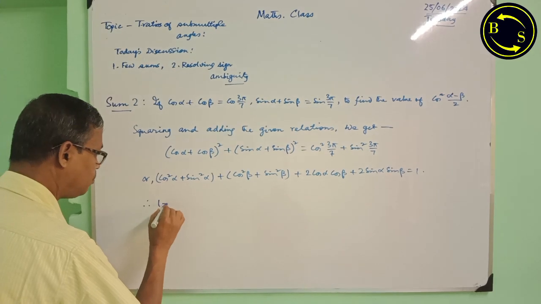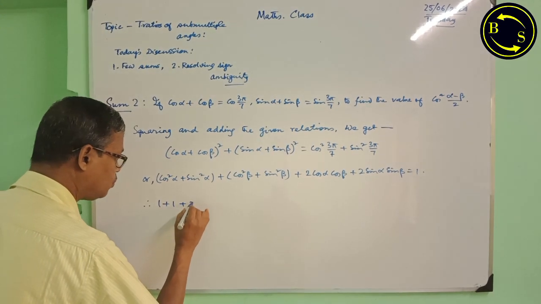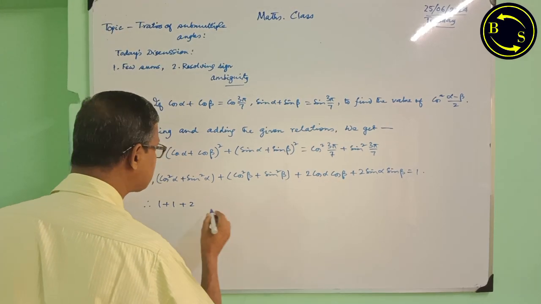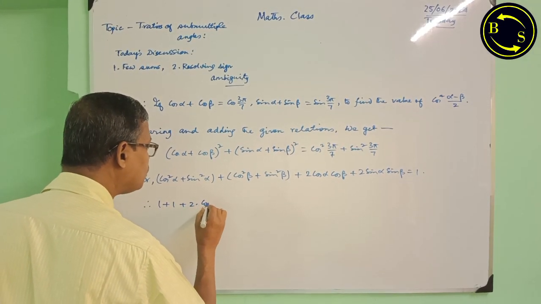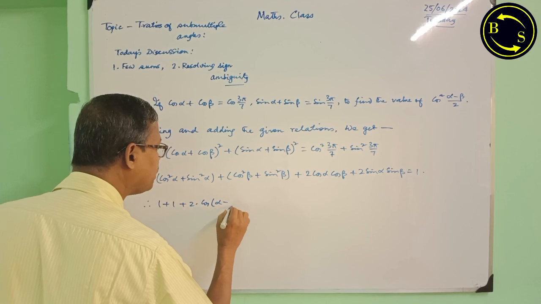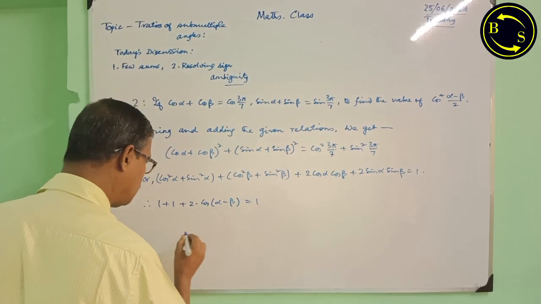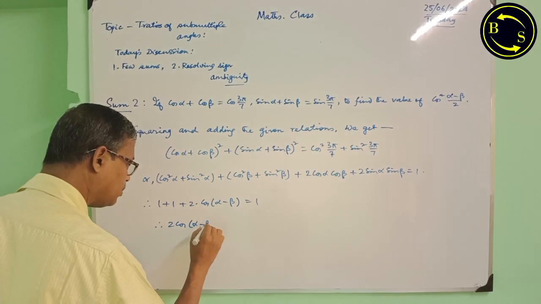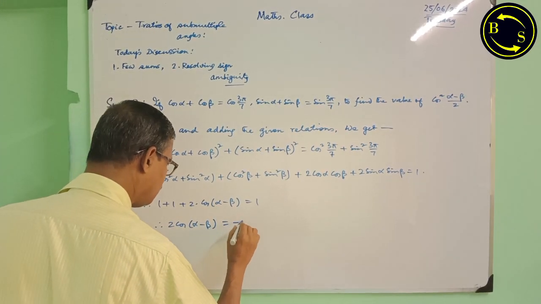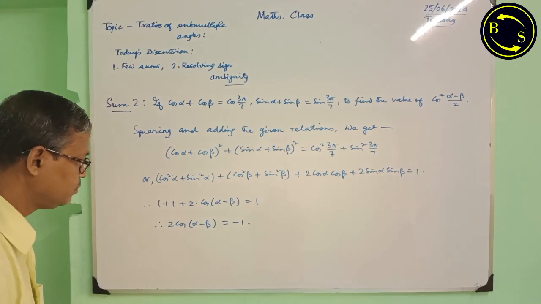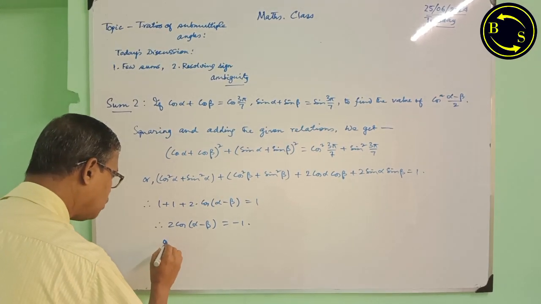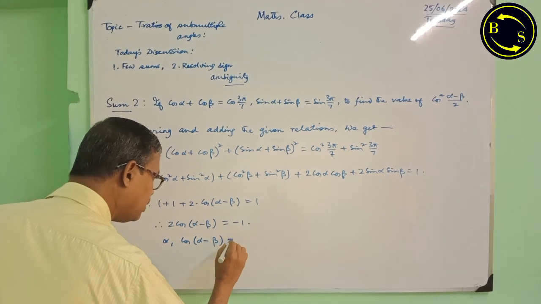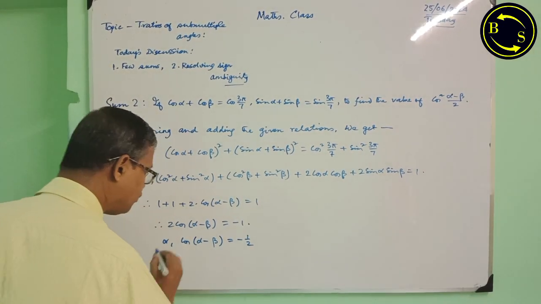Therefore 1 plus 1 plus 2, taking 2 common, we get cos alpha cos beta plus sin alpha sin beta, means cos of alpha minus beta is equal to 1. Therefore 2 cos alpha minus beta is equal to minus 1, or cos of alpha minus beta is equal to minus half.